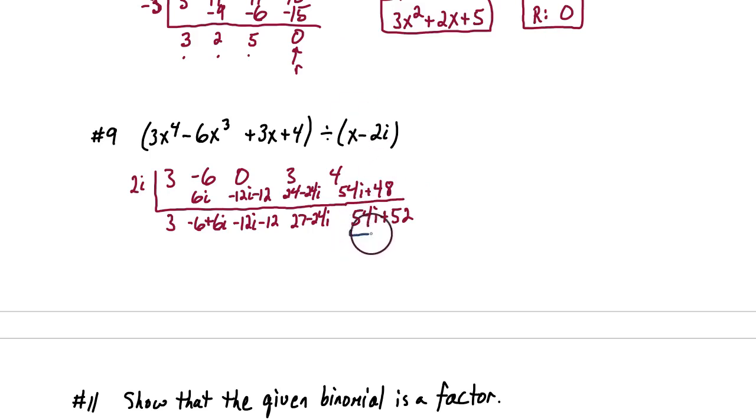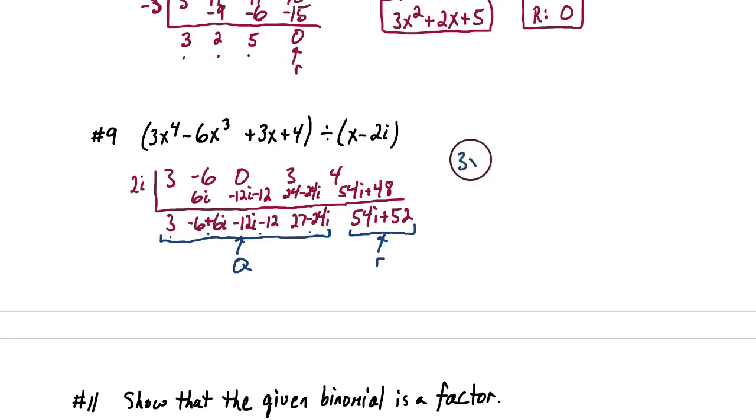This last piece is called the remainder. This piece will get us the quotient. So let's get our quotient. This is the constant. This goes with x. This goes with x squared. This goes with x cubed.